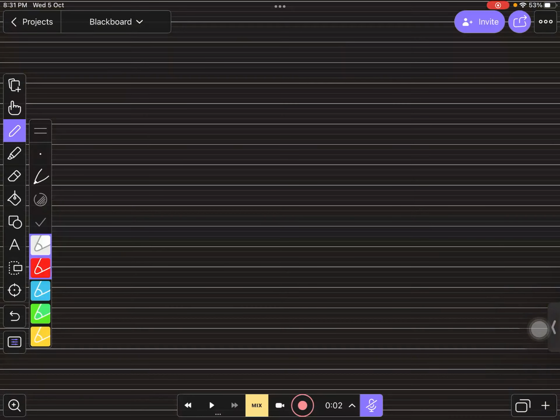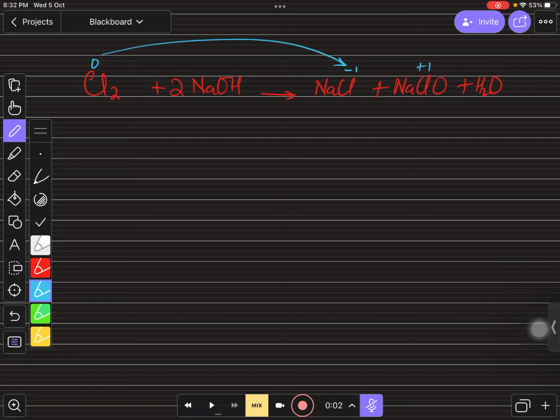Right, so if I write it again for you, chlorine reacting with NaOH, right, forming NaCl, NaClO plus water. So just look at this equation over here. Chlorine is 0 and over here it is -1 and over here it is +1. So in this case, oxidation state is decreasing, so chlorine is reduced over here. And in this case, oxidation state increases, so this is oxidized.